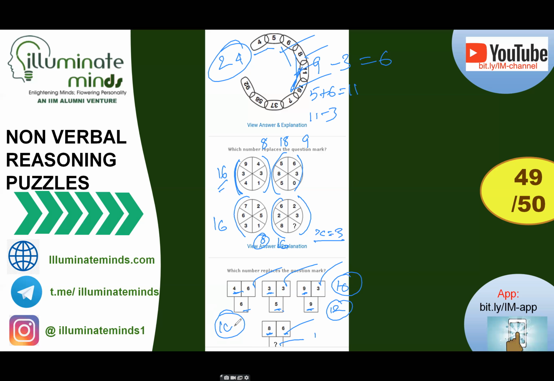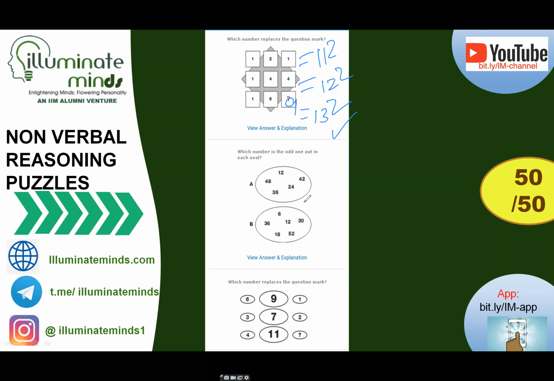So that's it for today, guys. Or we can solve the leftover two questions also. Don't worry. So let's talk about this one as well. So what is happening in this question? Odd one out. Everything is a multiple of 12 except 42. And in the second one, everything is a multiple of 3 except 52. Correct? So 42 and 52 are the odd ones out.